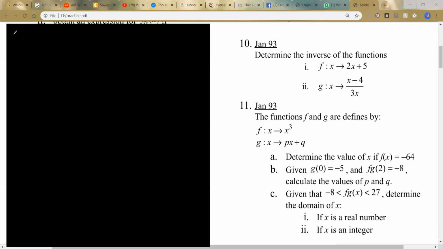So part A says determine x for which f of x is negative 64. Well, what is f of x? f of x is x cubed. So to find x, all we have to do is cube root minus 64. To get rid of a cube, you have to cube root.